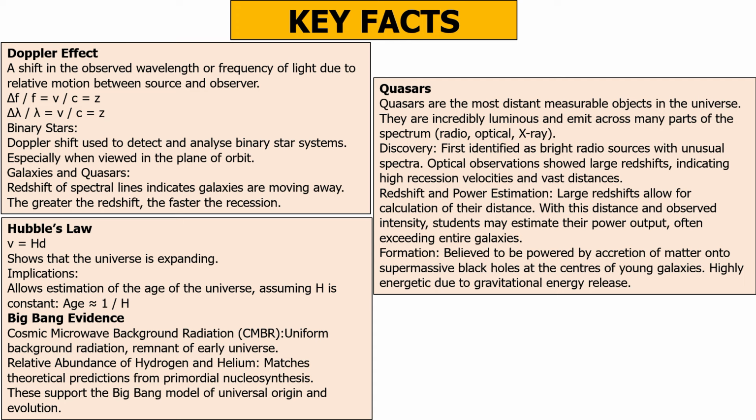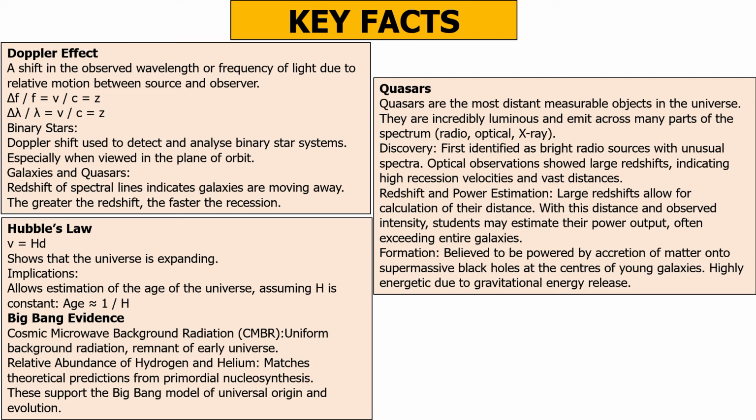Now, we use the Doppler shift to detect and analyse binary star systems, especially when viewed in the plane of orbit. Now, for galaxies and quasars, the redshift of spectral lines indicates galaxies are moving away from us. The greater the redshift, the faster the recession. Now, Hubble's law is v equals Hd, and it shows the idea the universe is expanding. This allows us to estimate the age of the universe assuming H is a constant, with the age being 1 over H.